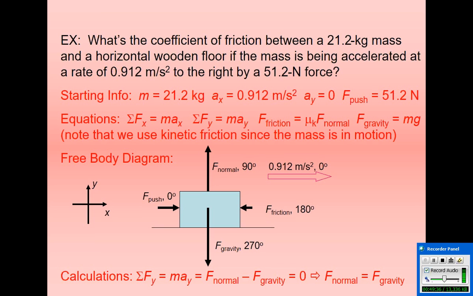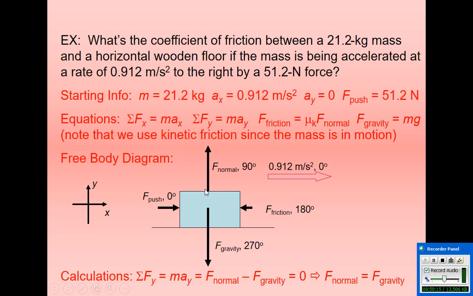We've drawn our free-body diagram. We have the pushing force to the right, and it's parallel to our x-axis, so it's at 0 degrees. The frictional force opposes the direction of motion, so it's to the left. It's at an angle of 180 degrees. The normal force points directly up, 90 degrees. The gravitational force points directly down at 270 degrees. Because the normal force is strictly along the y-axis, we need to start with the y information to figure that out.